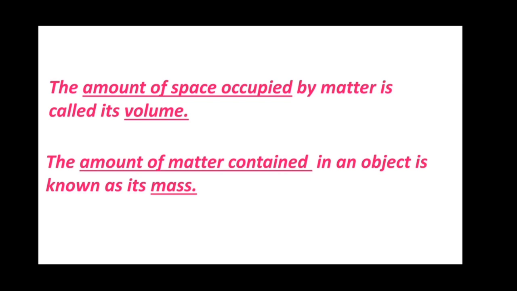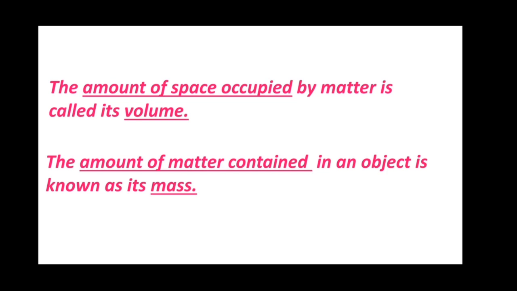So, define volume and mass once again. The amount of space occupied by matter is called its volume. The amount of matter contained in an object is known as its mass.